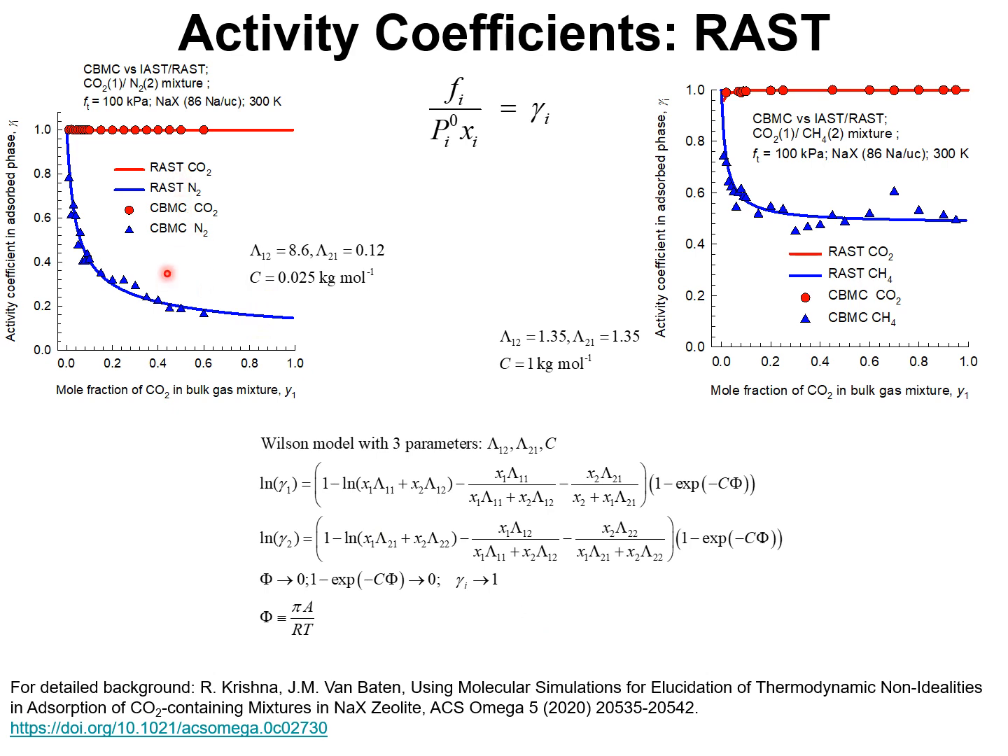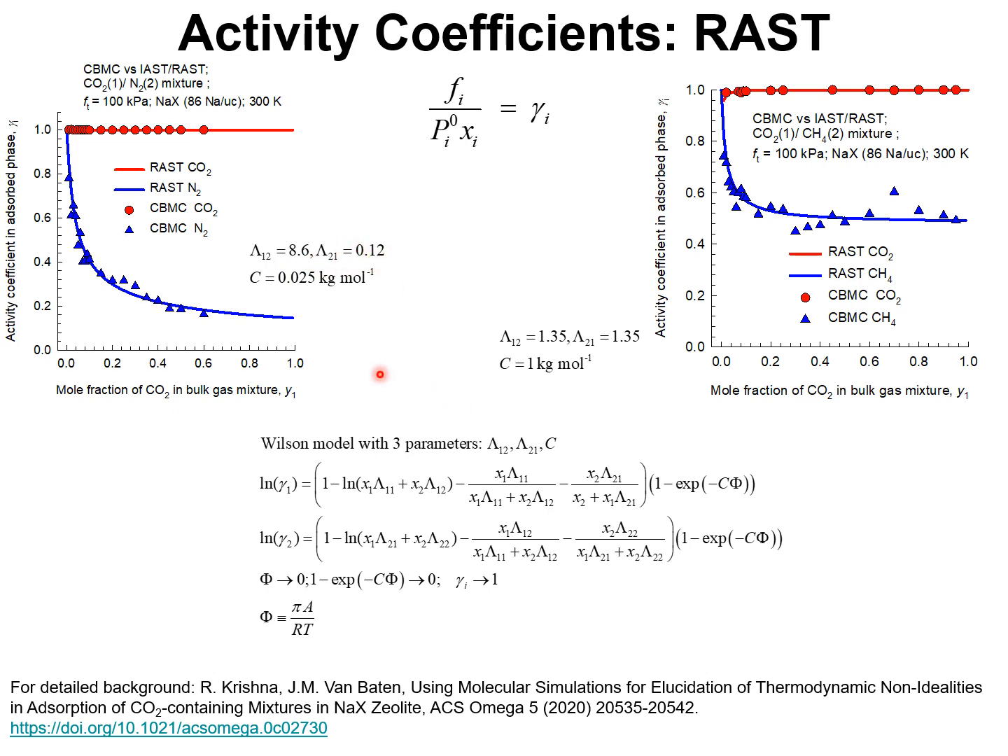Let's first examine the CBMC simulation data for carbon dioxide nitrogen mixture at a total bulk fugacity of 100 kilopascals and with varying CO2 mole fractions in the bulk gas mixture. The CBMC data are shown by the symbols, and the continuous red and blue lines are the calculations of the RAST using the Wilson model as shown here, and the parameters chosen in the fit are provided here. Lambda 12 is 8.6, lambda 21 is 0.12.